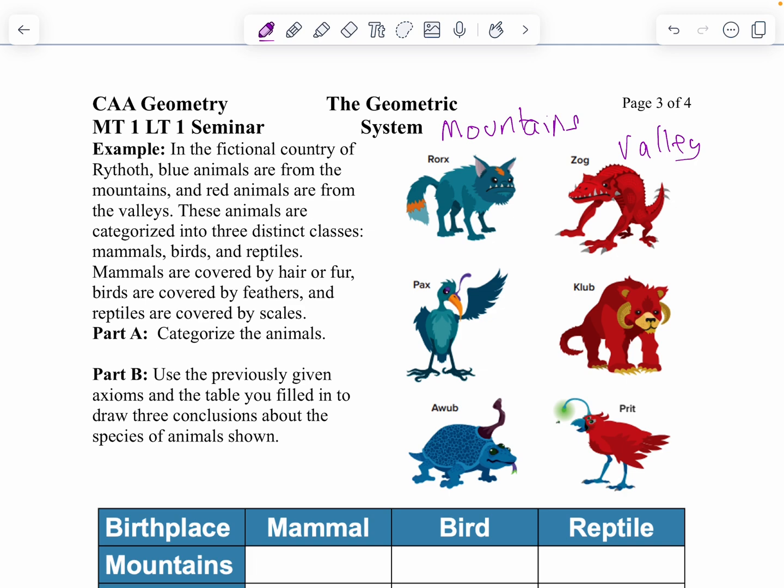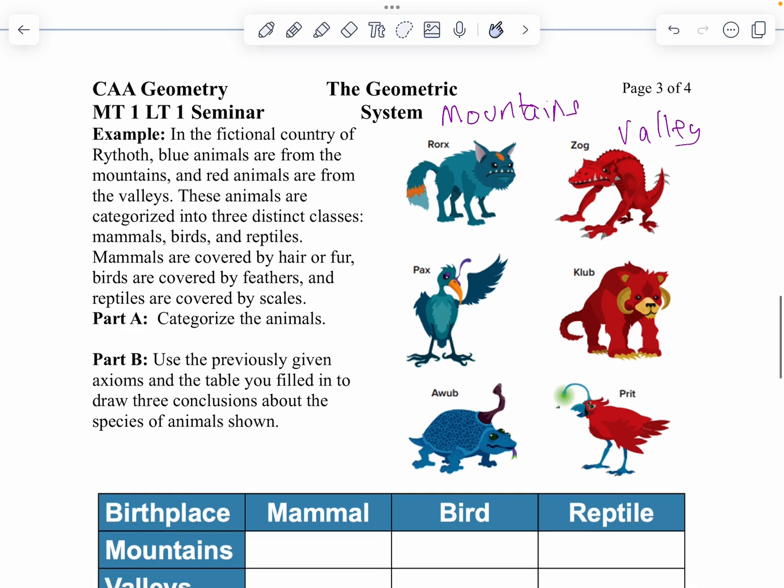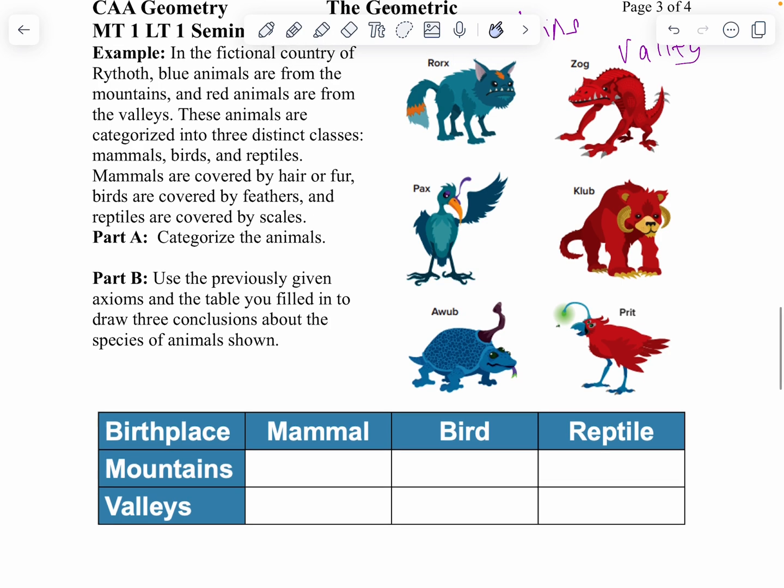So what we want to do here is classify each of these. Let's look at the mountains. I'm looking at a blue one that is a mammal. Well, that would be a Rorex, wouldn't it? R-O-R-X, because it's a mountain. A mountain bird would be a Pax because it has feathers. And then a mountain reptile would be an Awoob.